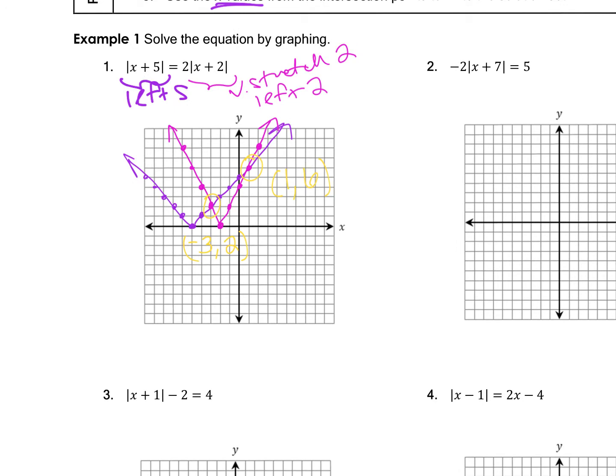So when you're writing your solution, you're just looking for your x values because there's no y values in our equation. So your solution would be x equals -3 and 1. So write it as a solution set. Use your curly bracket. Smallest goes first, -3 and 1. So those are your two x values.